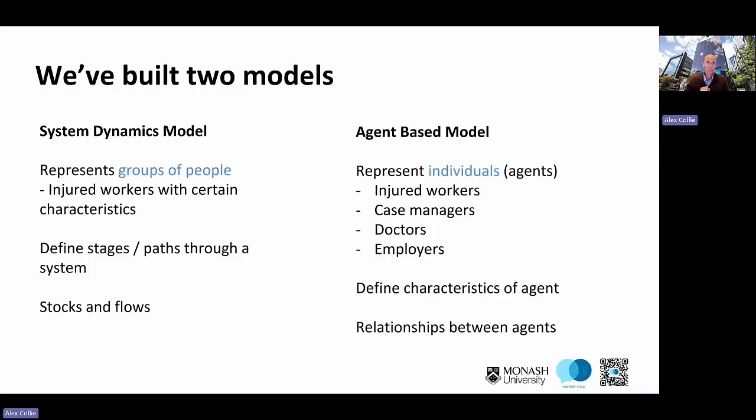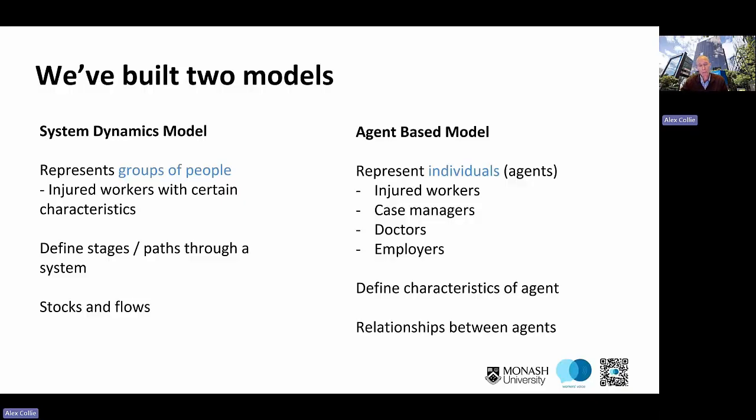Say that might be an injured worker with a very complex or serious injury in a workers' compensation system might get different sorts of benefits and services to an injured worker with a relatively straightforward physical injury. And you can sort of imagine how that might operate in a sort of virtual system.